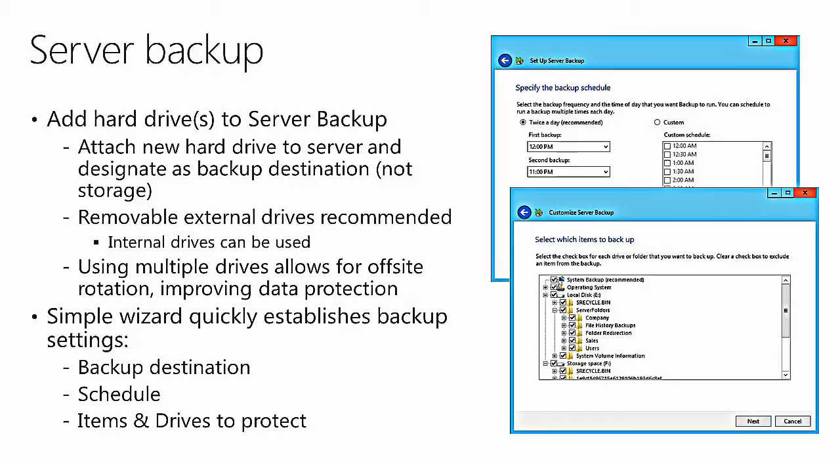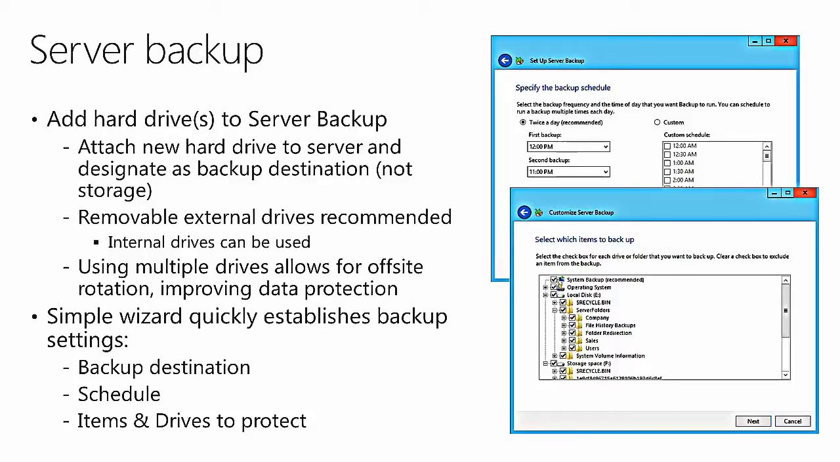And it's just a great way to protect the entire server. So in the dashboard in the Essentials environment, you can add drives to the server backup list of destinations. As you connect new storage to the server, you'll get an alert that says, "Hey, I have new storage. What would you like me to do with it?" And you can go to the storage tab and the hard drive sub-tab, and you can designate hard drives to be used for server backup.